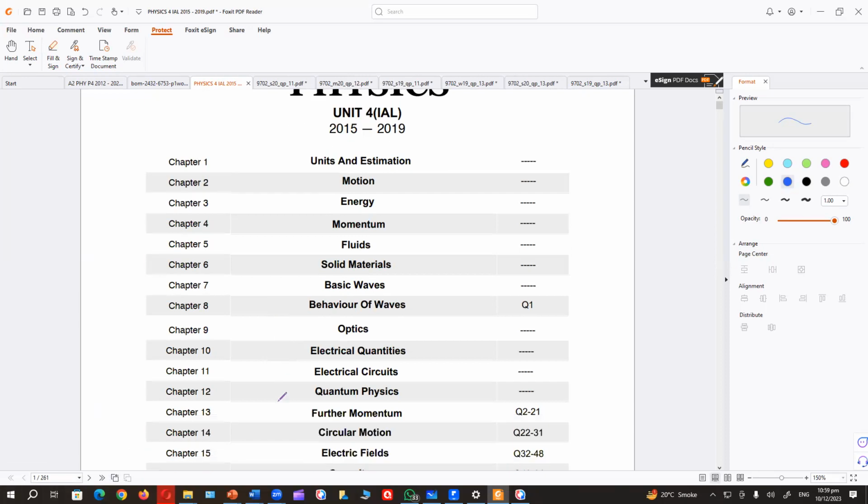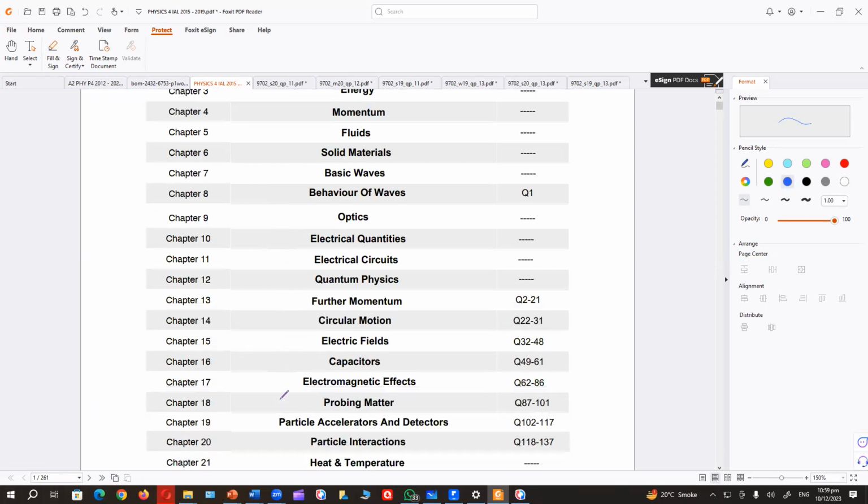And now I have done a question on further momentum. I'm now trying circular motion, chapter 14.